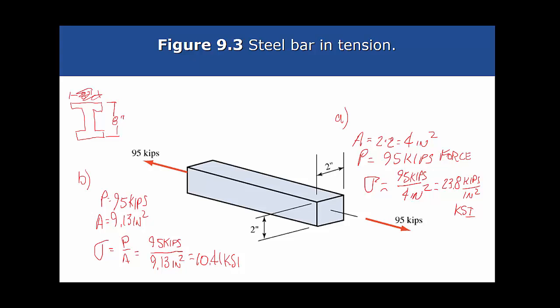Oh, okay. Let's see. Does that make sense? We got 4 square inches on the bar, and so the stress is 23.8 kips per square inch, and then on the I-beam, which is quite a bit larger, it's only got basically a little over twice the amount of square inches, and it's going to have 10.41 kips per square inch stress involved in it. So, but it's more than twice the area, isn't it?